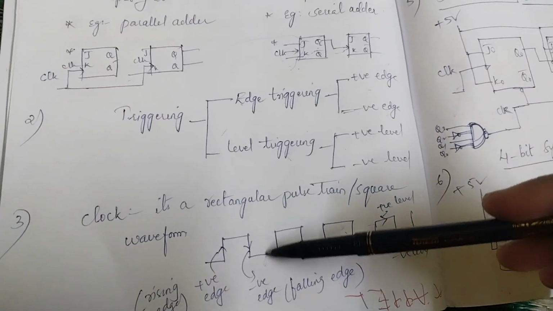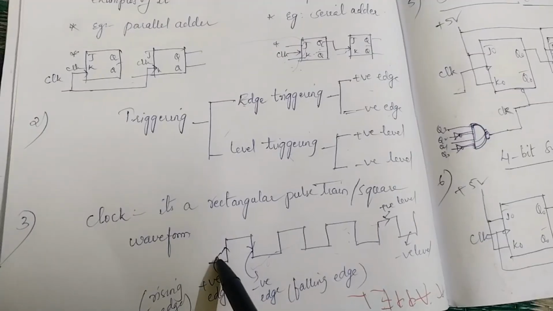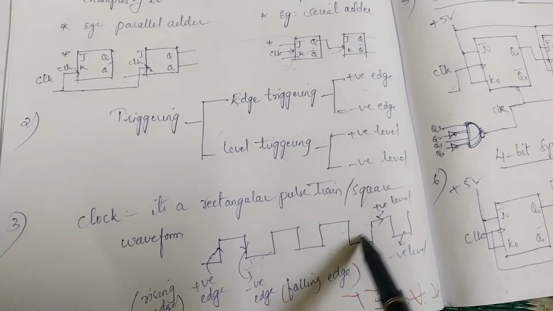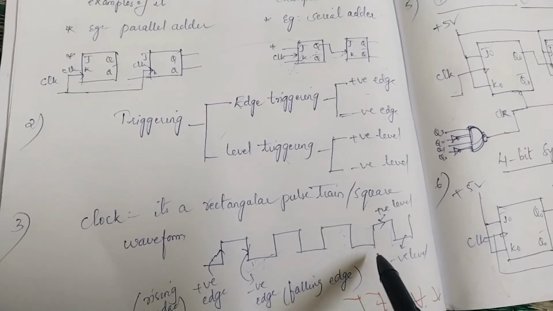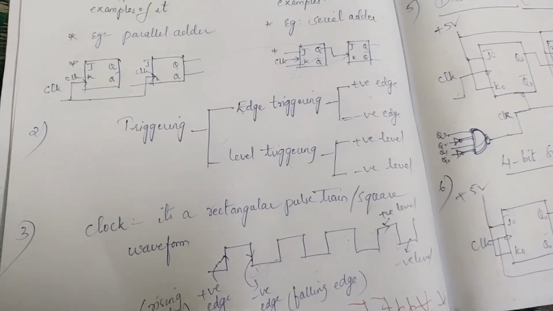So here we have the positive, meaning the rising edge of the clock pulse. The rising edge of the clock pulse is called positive edge triggering, and the falling edge of the clock pulse is called negative edge triggering. Similarly, this is positive level triggering and this is negative level triggering. So you have to explain your answer with this diagram. So it completes your 3 marks.